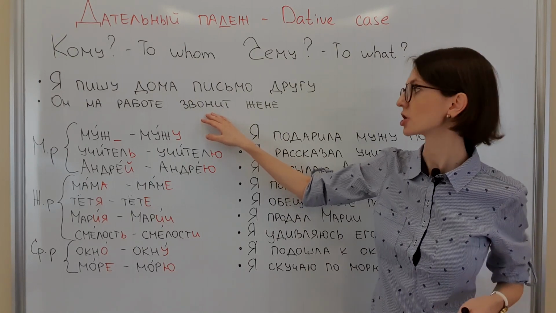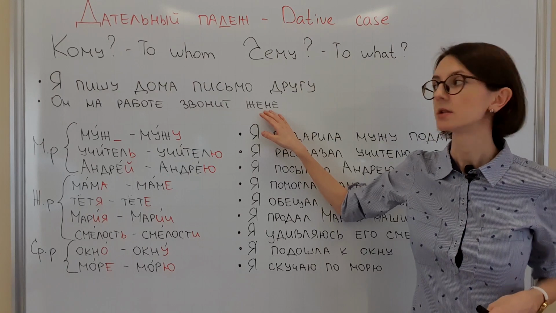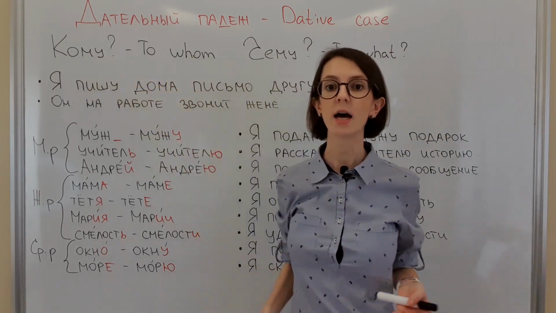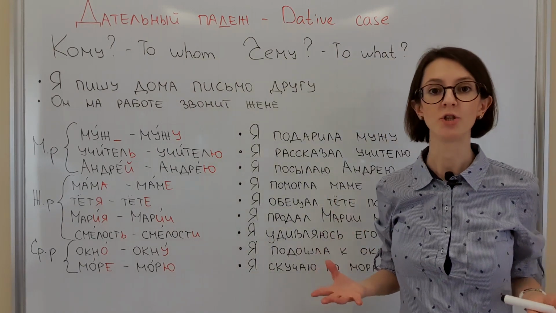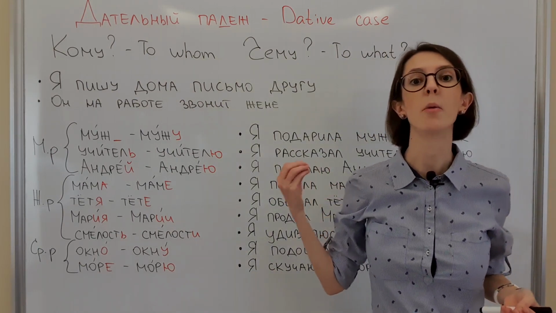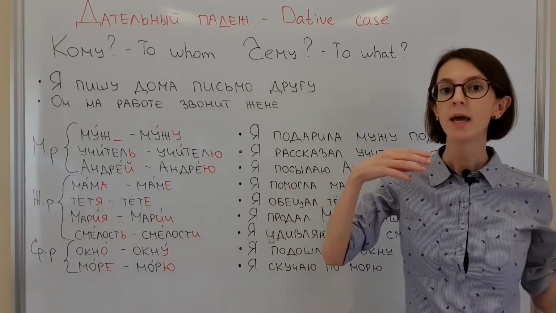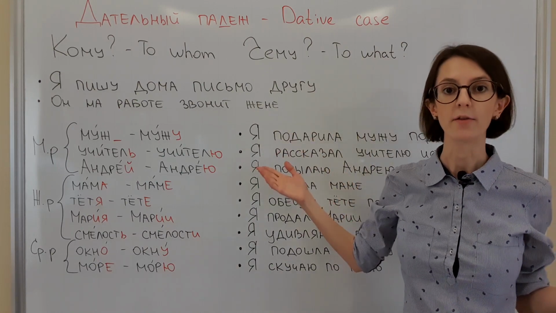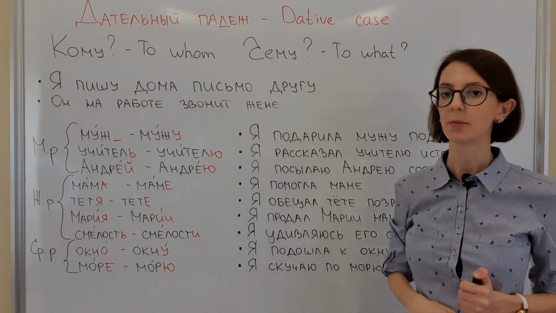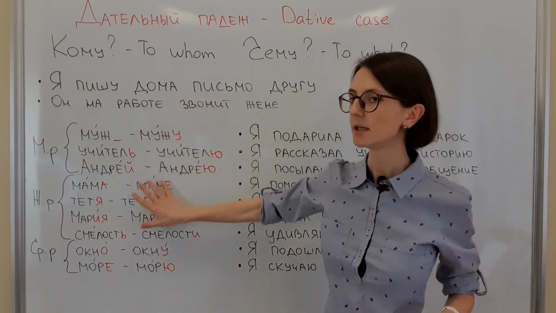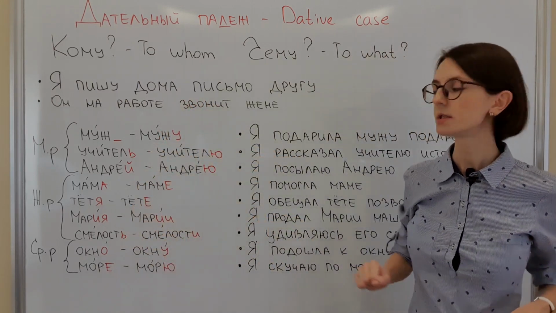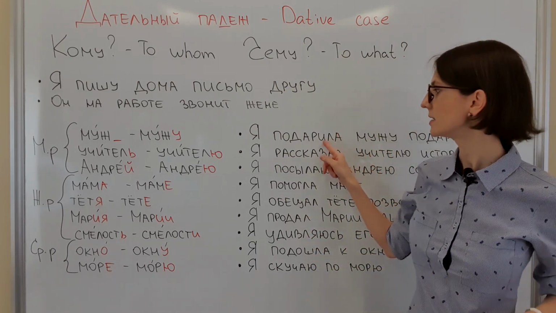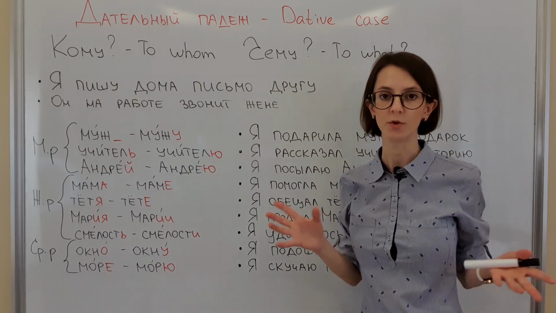This is action. And our recipient. Он на работе звонит. Кому? Жена. It's a living object. Он звонит на работе кому? Жене. To whom is he calling at work? His wife. Жене, дательный падеж. So let's see how we conjugate nouns and let's have a look also at some examples and learn some verbs after which we use dative case.